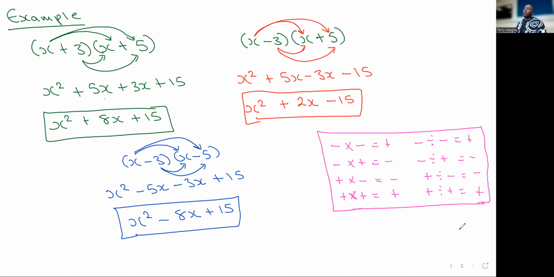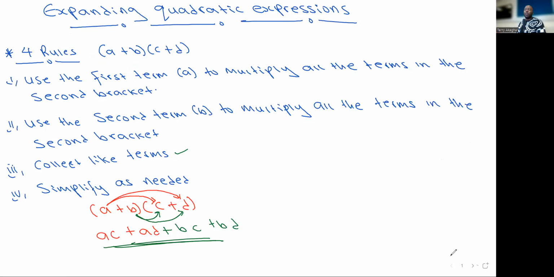All right, so that will bring me to the end for this video on how to expand. So what you basically do, you take the first term of the bracket and multiply all the terms in the second bracket. You use the second term to multiply all the terms, then you collect like terms and simplify. All right, thank you very much.